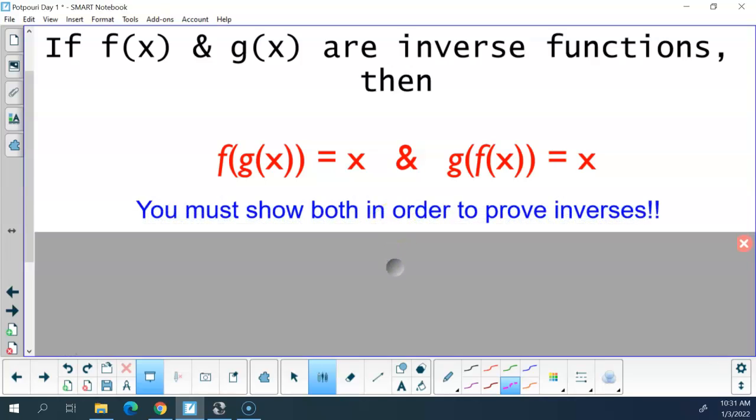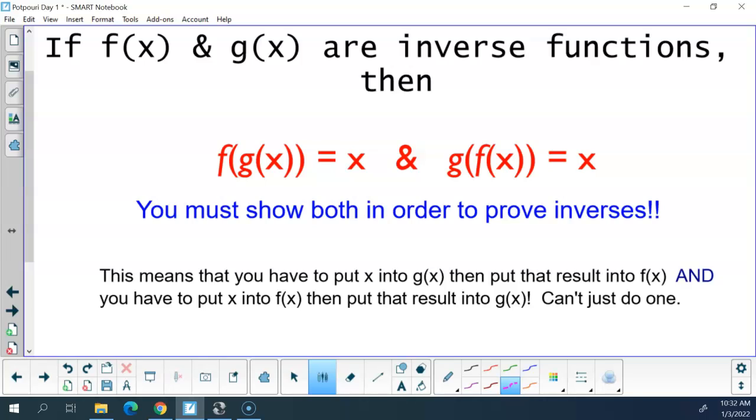If I say prove that these functions are inverses, or verify that these functions are inverses of each other, or make sure that these functions are inverses of each other, any of those, you got to show me both of these. You can't show just one. You got to show both.